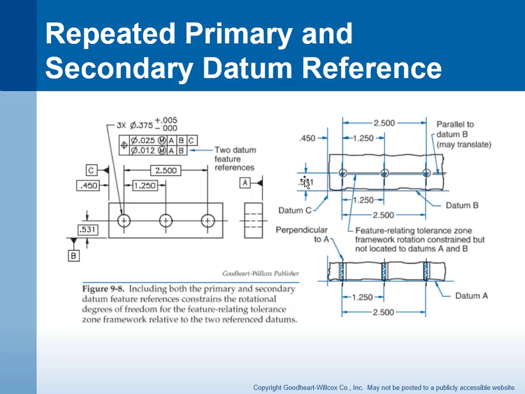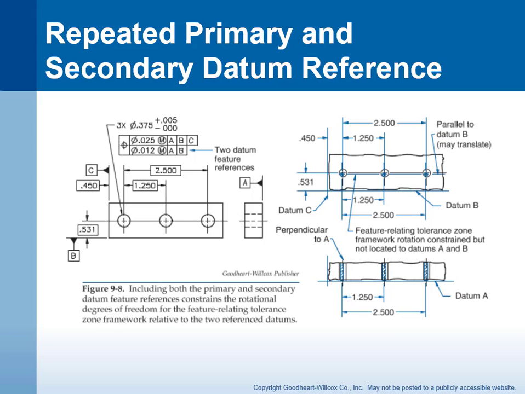As you can see, we have this 531 dimension coming from datum B, and we're allowed to translate this whole position in this direction here, and we also have to set up on datum A, so the location of these holes are also relative to datum A.